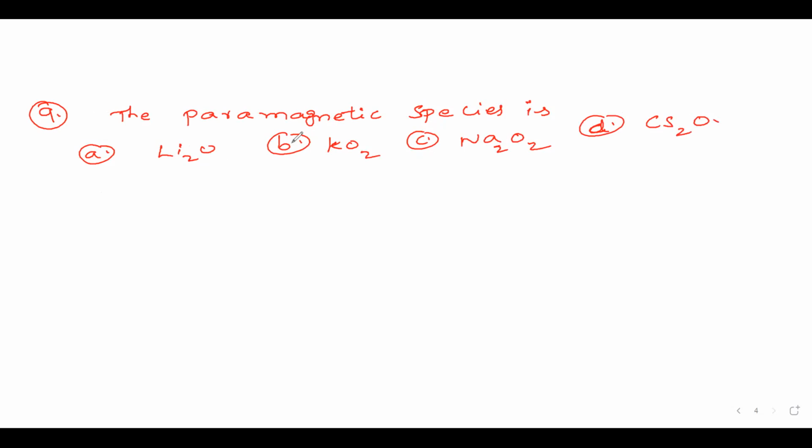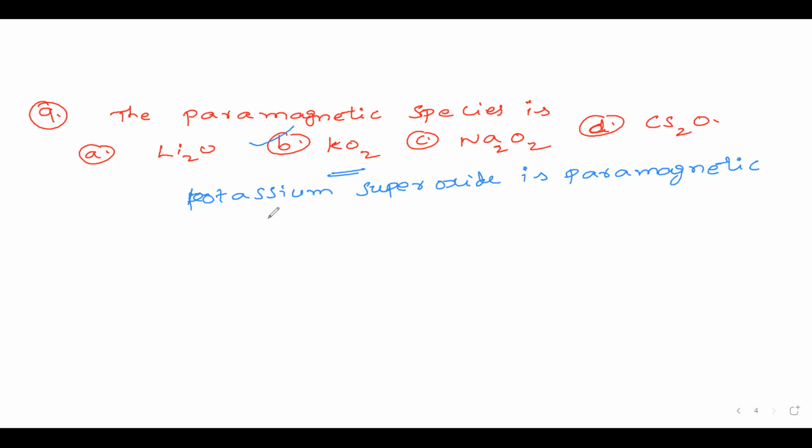So the paramagnetic species among the following is, as already we know, all peroxides are paramagnetic in nature. So all superoxides. So potassium superoxide is paramagnetic in nature. And if you see the structure of potassium superoxide, I will draw the structure here. Please note it down in your classwork.